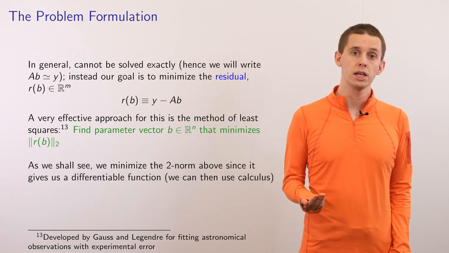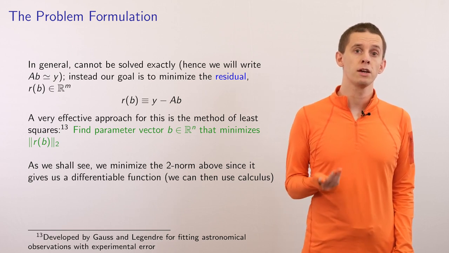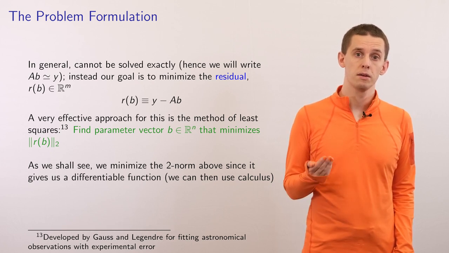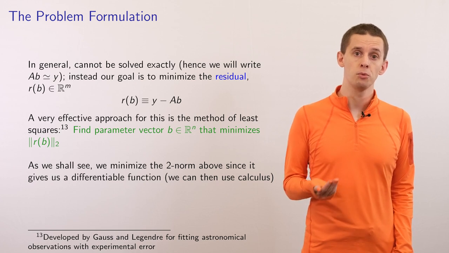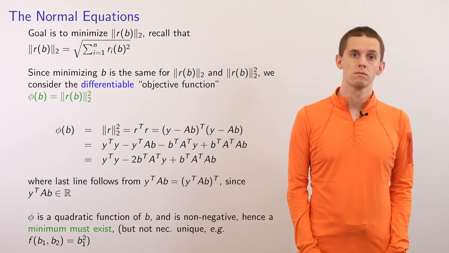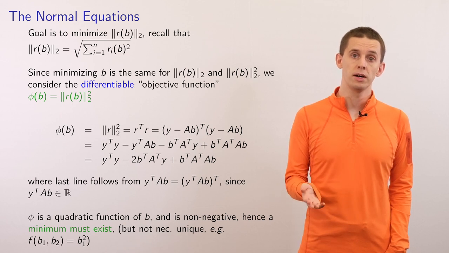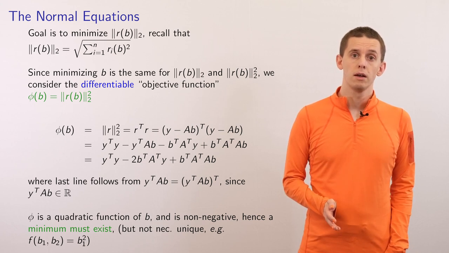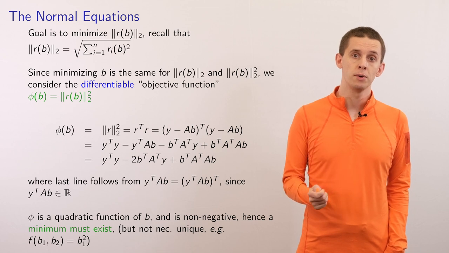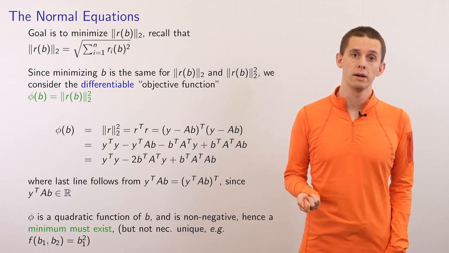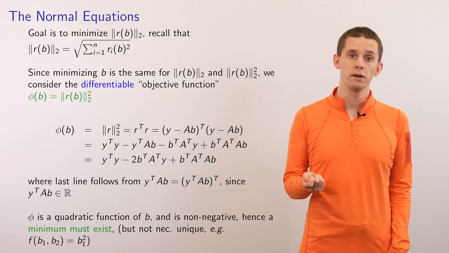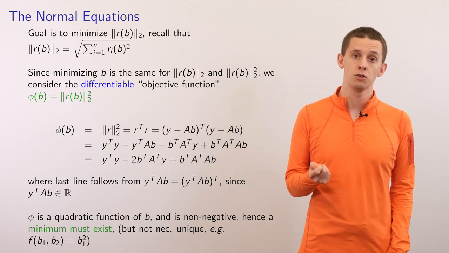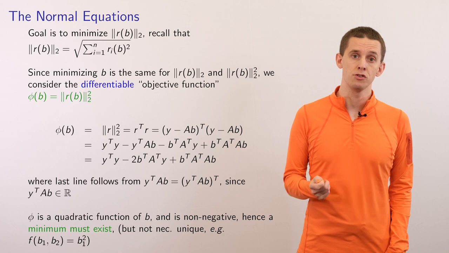And as we'll see, minimizing the Euclidean norm is a particularly good choice because our objective here is differentiable. That means that we can use many techniques from calculus in order to solve this problem. So our goal here is to minimize the Euclidean norm of r, and we can write this out as the square root of the sum of components of r squared. We'll first note that minimizing the Euclidean norm is actually equivalent to minimizing the Euclidean norm squared. If we work with the Euclidean norm squared, that allows us to remove this square root, and it gives us a function that is easier to work with and differentiate.